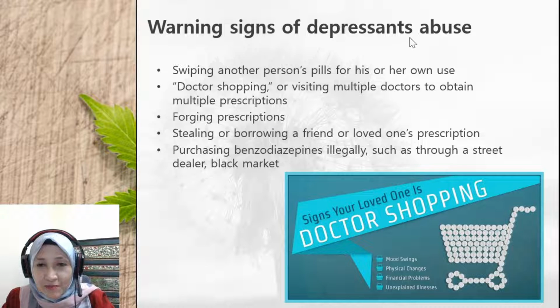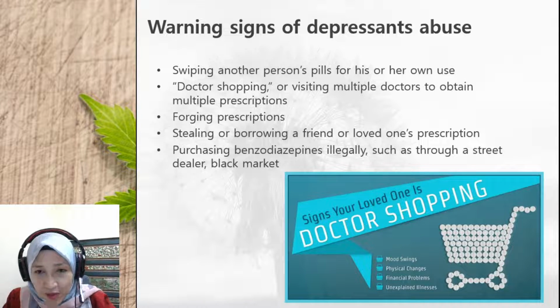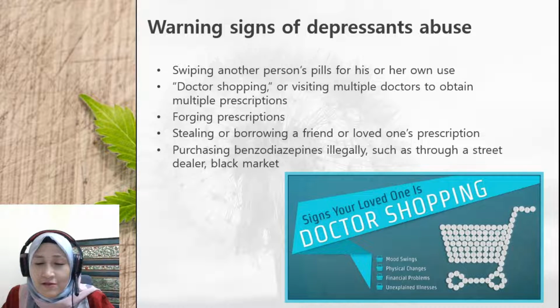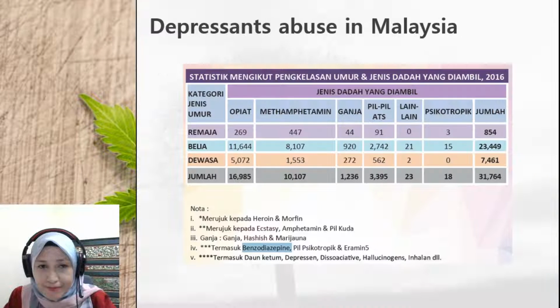And also forging prescriptions, because benzodiazepine can only be supplied, or we can only get it with a doctor's prescription, and it is also regarded as a dangerous drug in Malaysian pharmacy law. So there's a lot of documentation before we can get it. So that person can also forge any prescription just to get a dose. Stealing or borrowing a friend or loved one's prescription. They can also purchase benzodiazepine illegally through online or any black market.